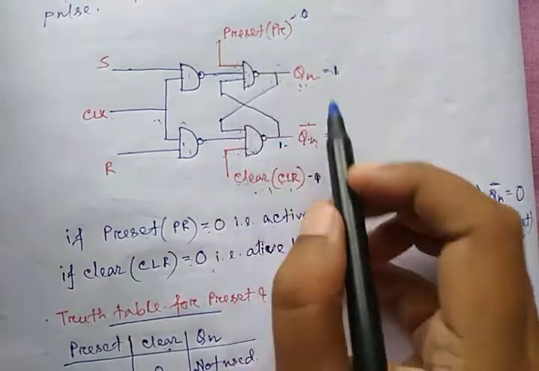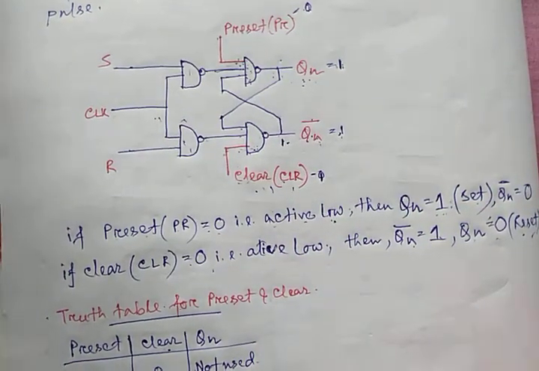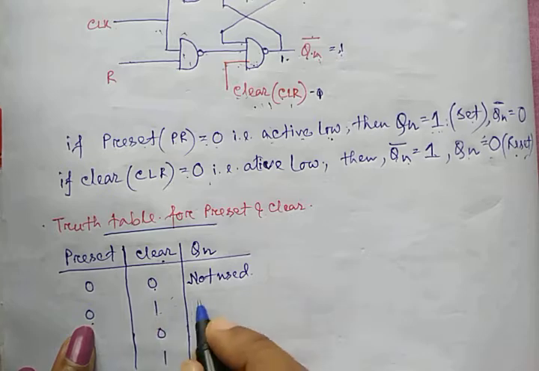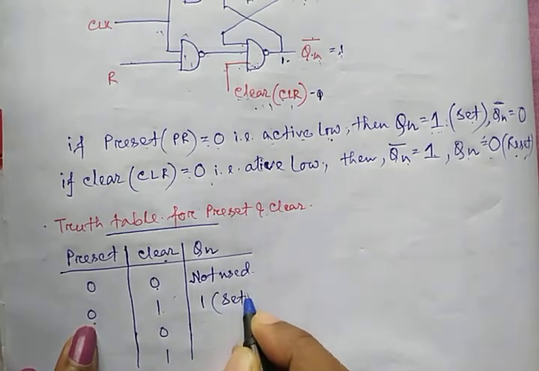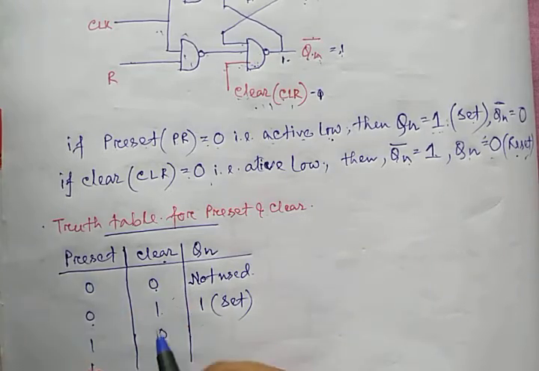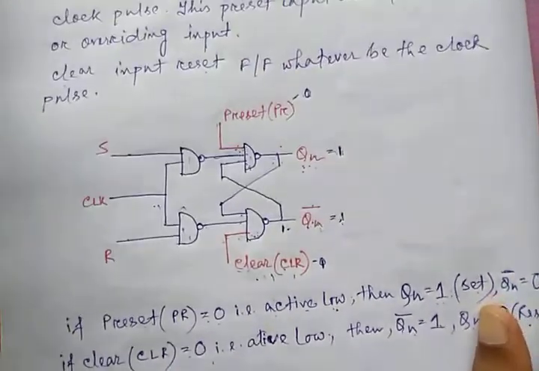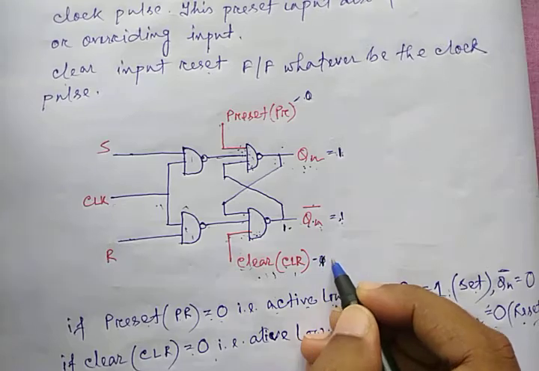Okay, so it is Qn bar 0. If preset is 0 and clear is 1, it is 1. That is set. And when clear is 0, preset is 1. Clear is 0 means the clear value is 0.